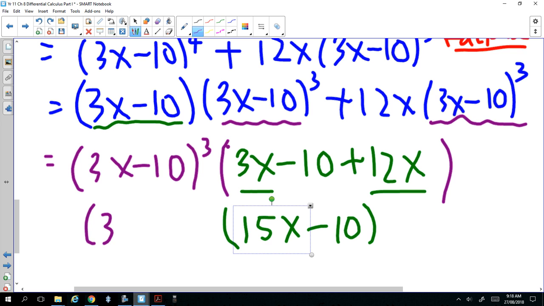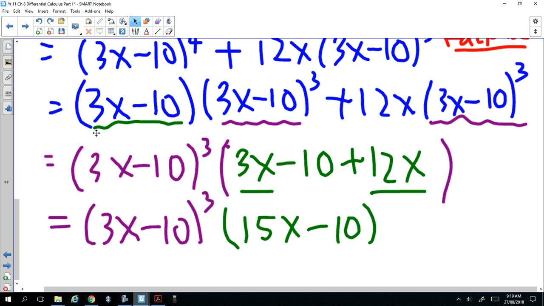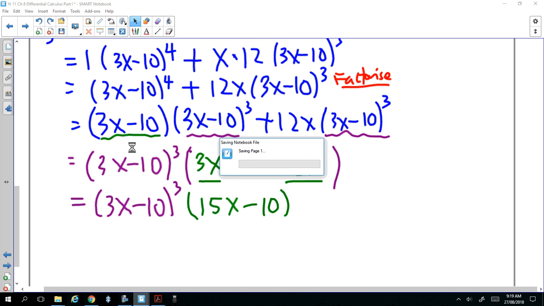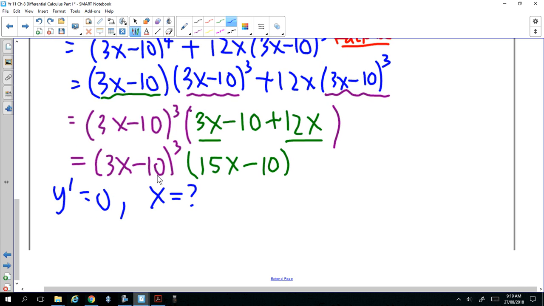Okay. All right. So now once it's factorized, we can answer the question. Let's try to answer the question. So we have to find when the derivative is 0. So the question says, what values of x make y dash equal to 0, x equal to question mark, right? So what we do is we're going to make that equal to 0. So therefore, we can make 3x minus 10 cubed, 15x minus 10 equal to 0.